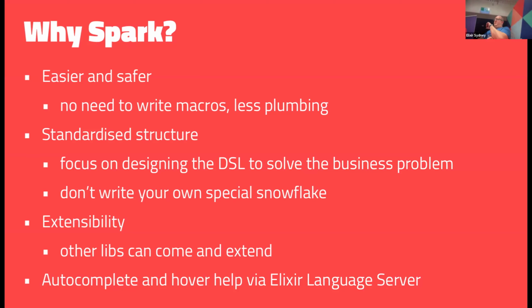The key thing about Spark is it lets you generate a standardized data structure. So you can focus on designing your DSL to solve the actual problem rather than wrestling with how do we set this up, what are the structures. And so we avoid ending up with a special snowflake. Spark is all about extensibility. And so a big part of how it's used in Ash is that you can come in and extend things like the data structure DSL or the resource DSL and extend it with various parts of yourself. Now, I'm not going to cover extensibility today. I'm just going to give you sort of the hello world and the basics, but it is a core part of its philosophy.